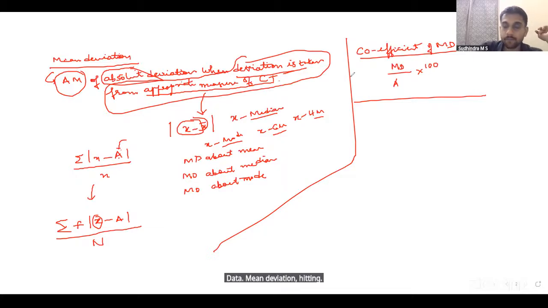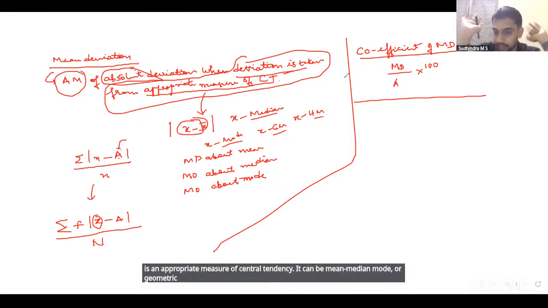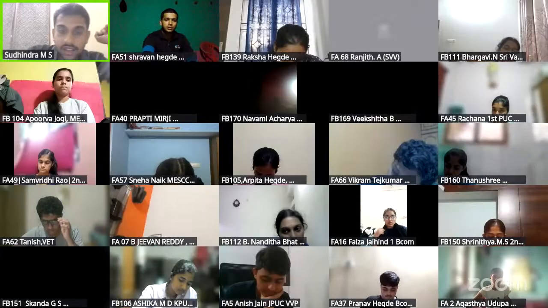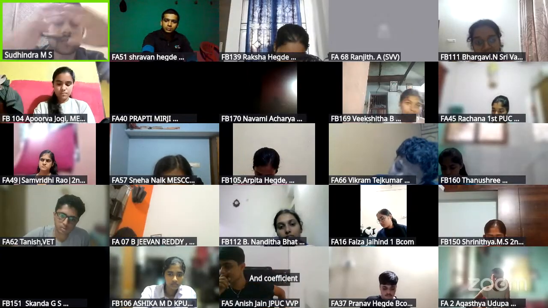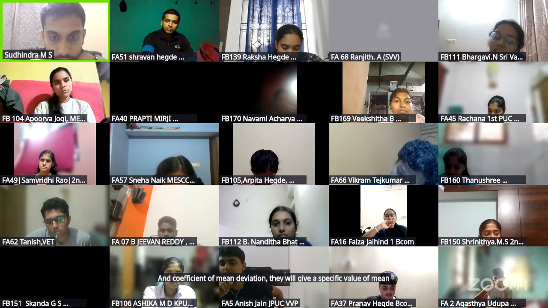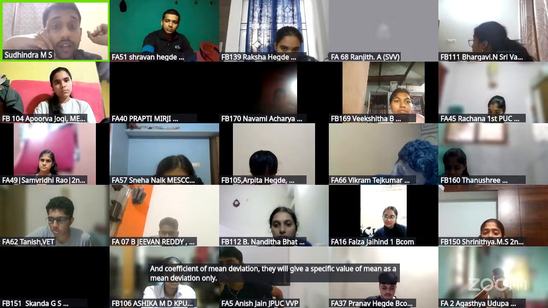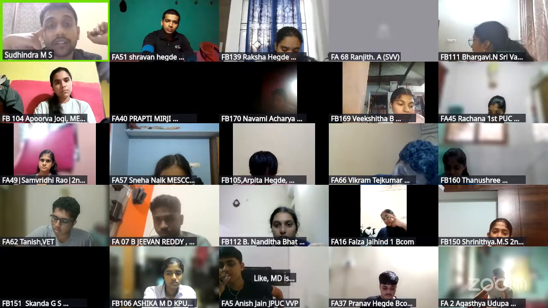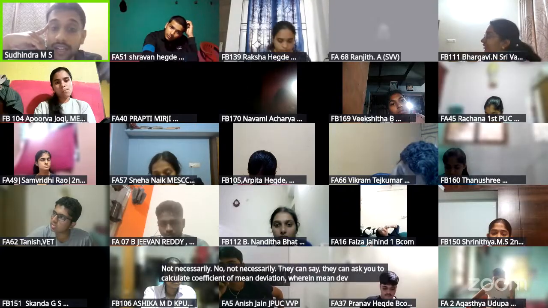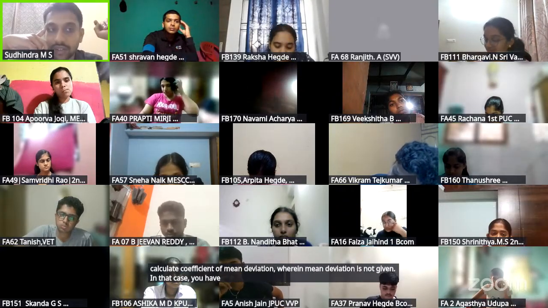Sir, A is the appropriate measure of central tendency. It can be mean, median, mode, or geometric mean, harmonic mean, depending on the requirement. Write down. For coefficient of mean deviation, they will not necessarily give a specific value of mean deviation. They can ask you to calculate the coefficient of mean deviation wherein mean deviation is not given. In that case, you have to calculate the mean deviation.